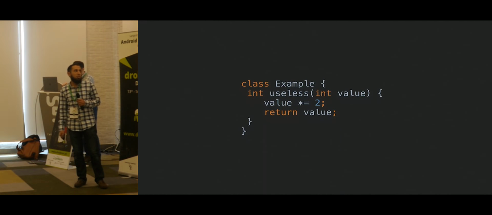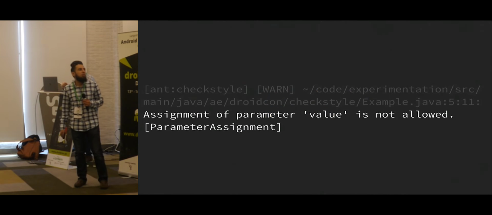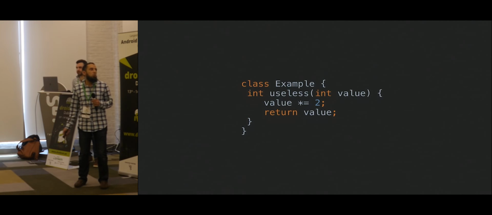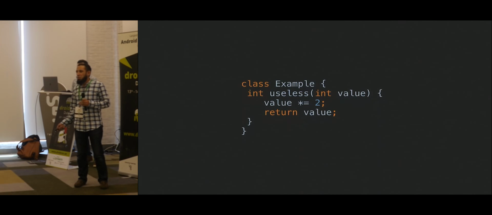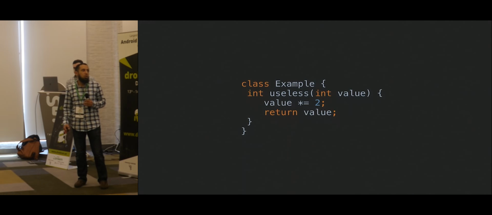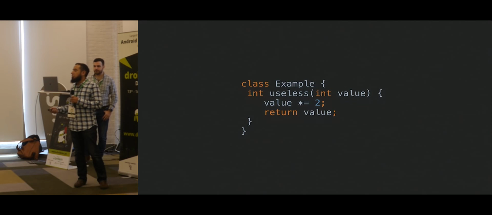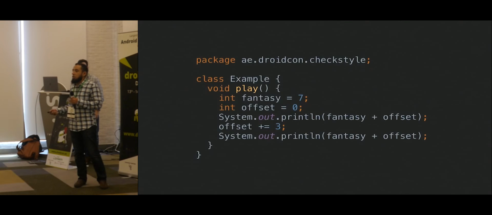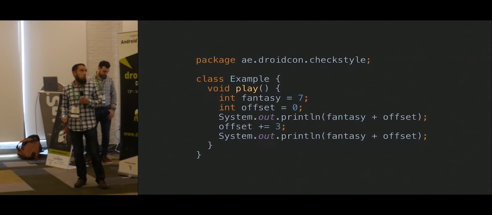So here's an example where we're just multiplying the value by 2. There's nothing really wrong with this method, but Checkstyle will tell us assigning a parameter value is not allowed. So there's really no reason for us to be assigning one of the input parameters to another value. And as a matter of fact, for those of us who started using Kotlin, that's why by default, parameters in Kotlin method calls are values by default.